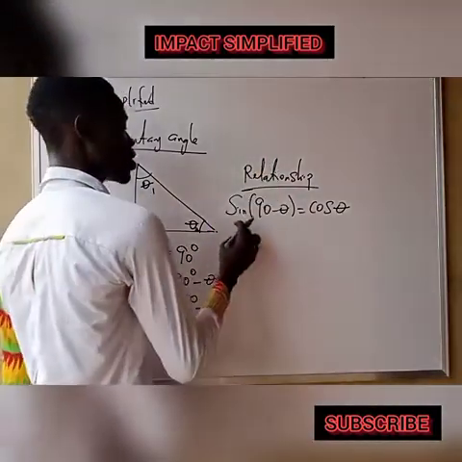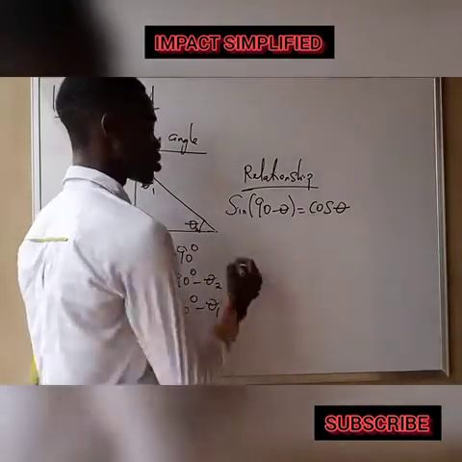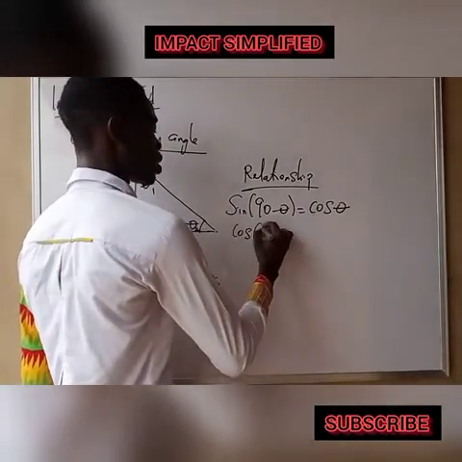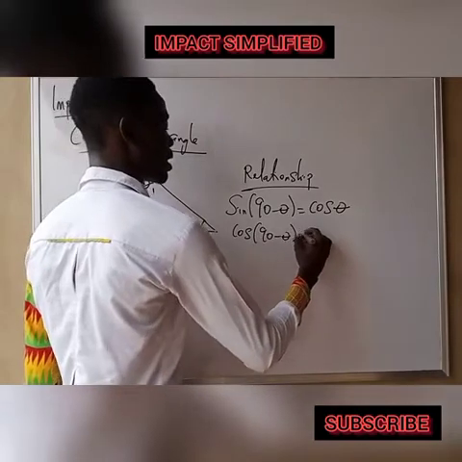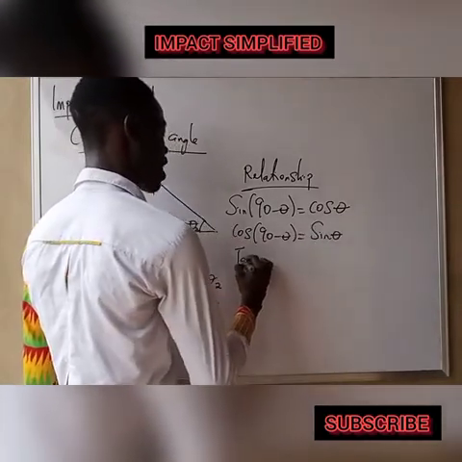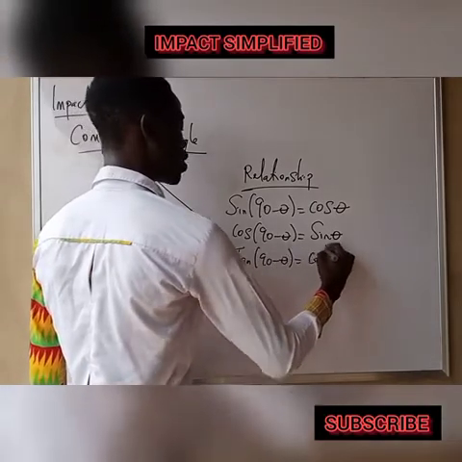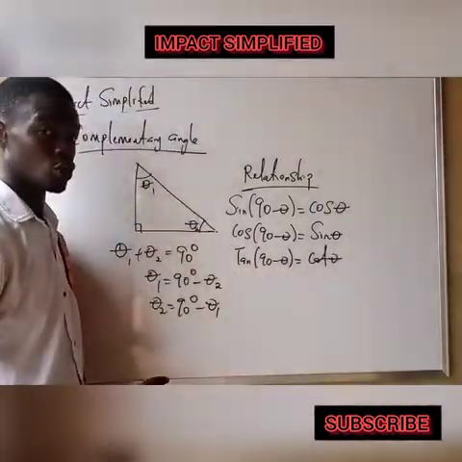And the relationship is sine 90 minus theta, which is going to give us cos theta. We have it as cos 90 minus theta, and that will give us sin theta. And also we have it as tan 90 minus theta, and this will give us cot theta. Do we get that?